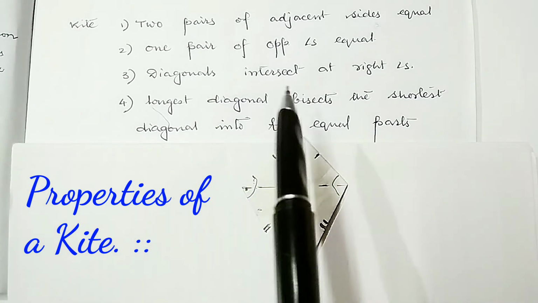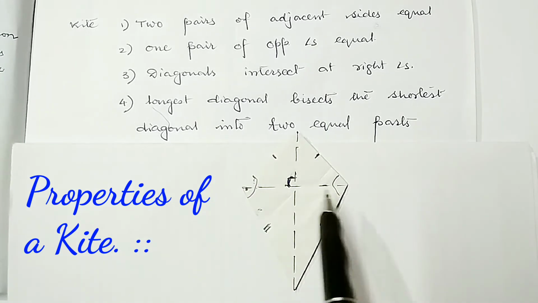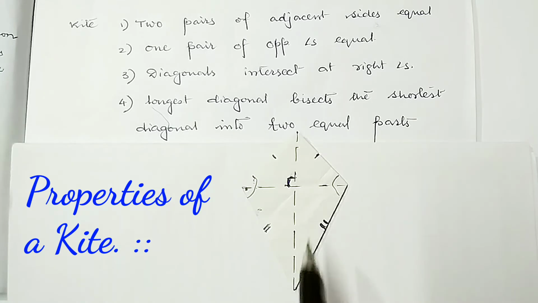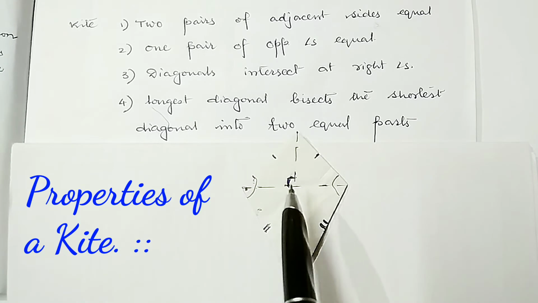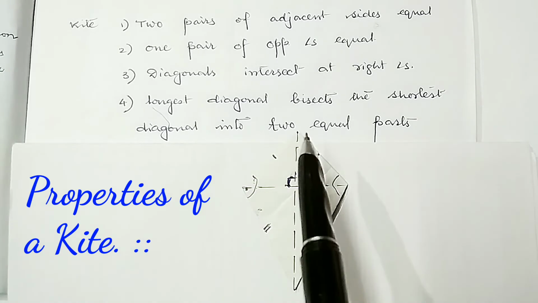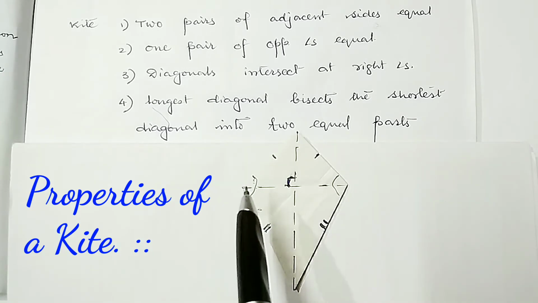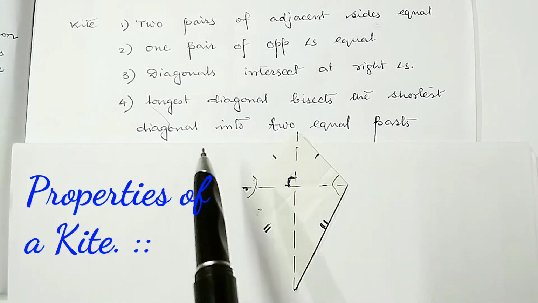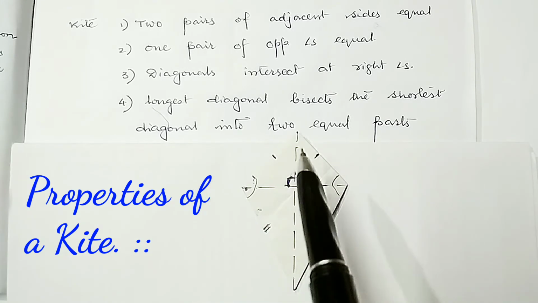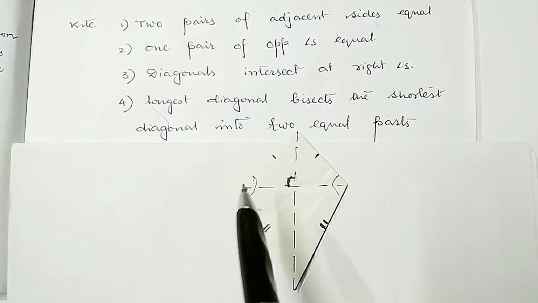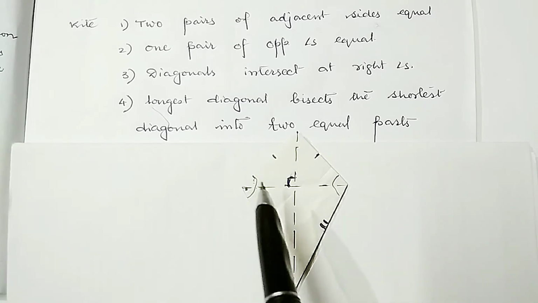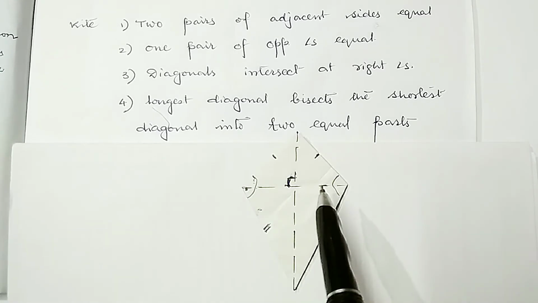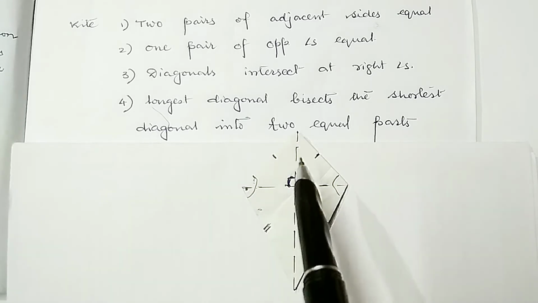Diagonals intersect at right angles. Since this is one diagonal, this is another diagonal, so they intersect each other at right angles. And here you can see this is the longest diagonal, this is the shorter diagonal. And the longest diagonal bisects the shortest diagonal into two equal parts. So this longer diagonal will bisect the smaller one into two equal parts. So that means this part and this part, these two parts will be equal, but these two parts will not be equal.